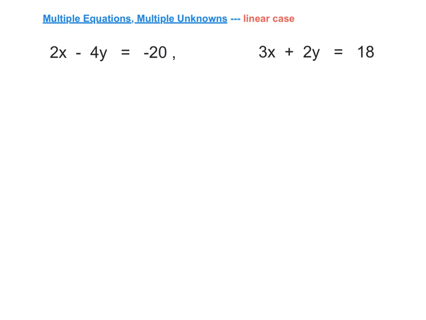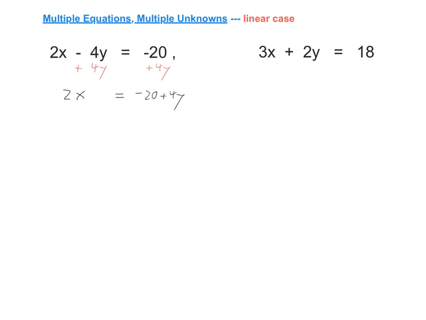So here's what I do. I'm going to try to isolate the x's and get all the x's on one side of the equation. So here we go. I'm going to add 4y to both sides of the equation. Then when I do that, we see that the left-hand side of this equation becomes 2x. The negative 4y and the positive 4y cancel. And that's going to equal, on the right-hand side, I'll get negative 20 plus 4y.